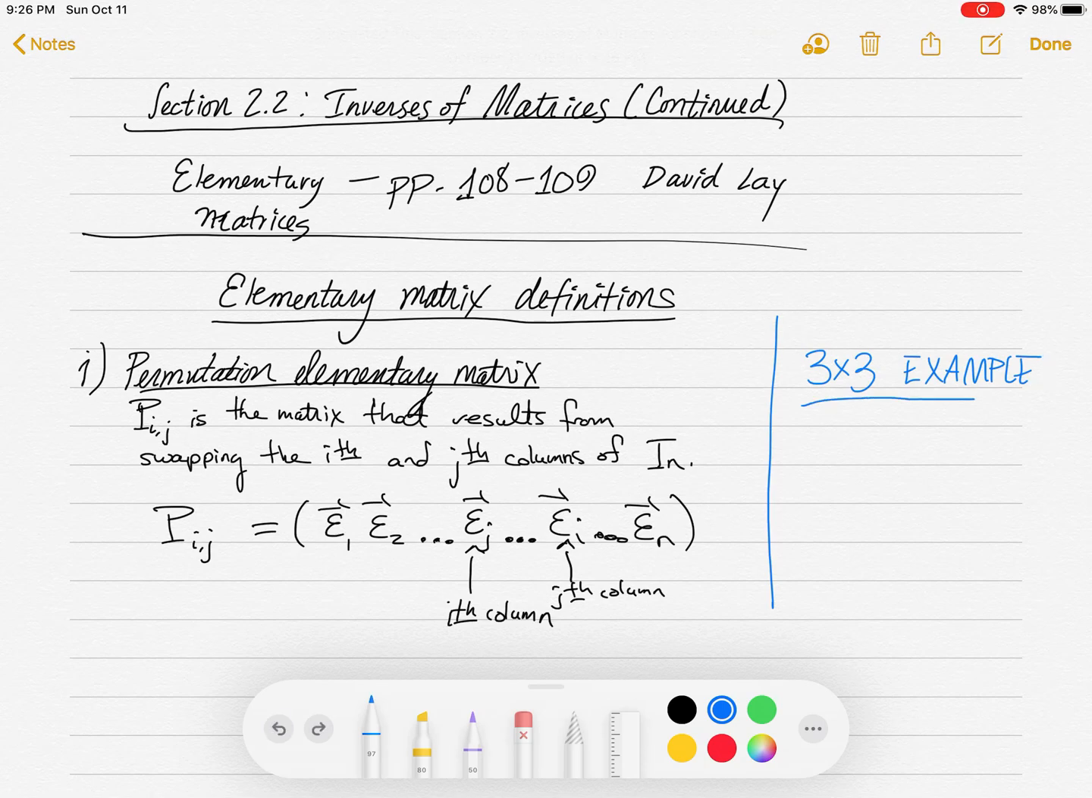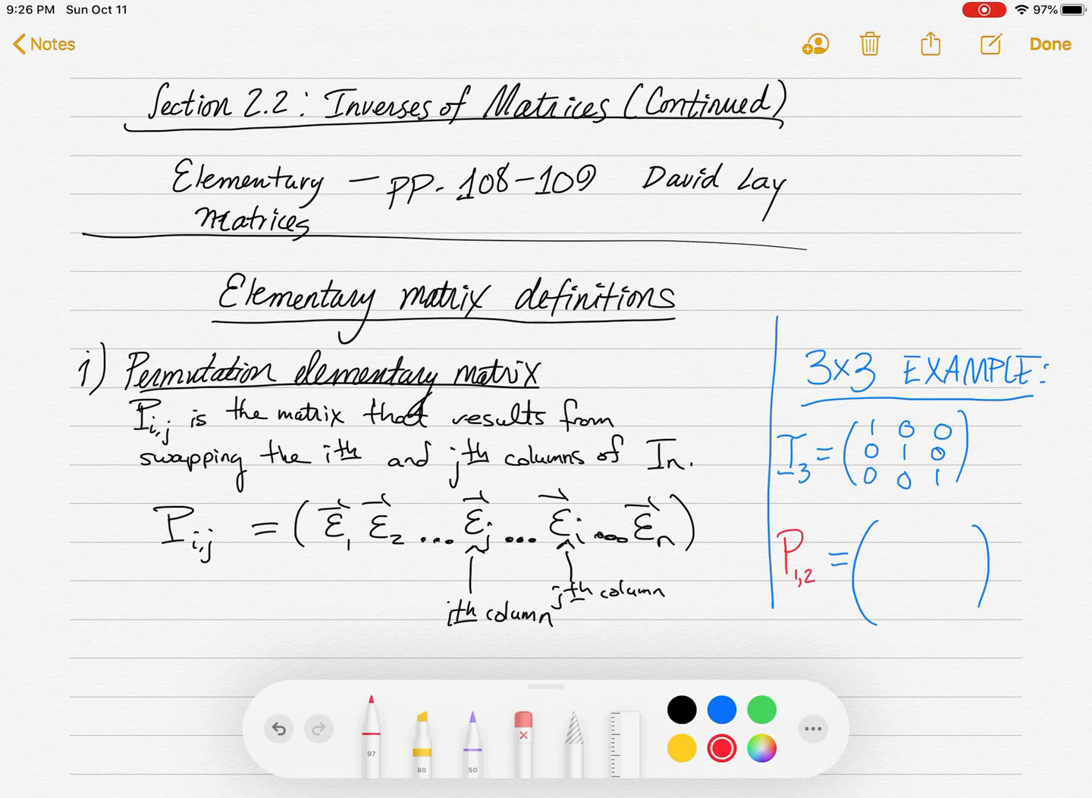Now let's actually look at this. We want to look at a 3x3 example. In each case, we're going to start off with the identity, I3, the 3x3 identity. Epsilon 1 is 1, 0, 0. Epsilon 2 is 0, 1, 0. And epsilon 3 is 0, 0, 1. So that's the identity matrix.